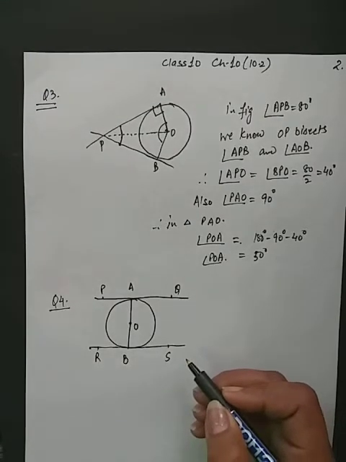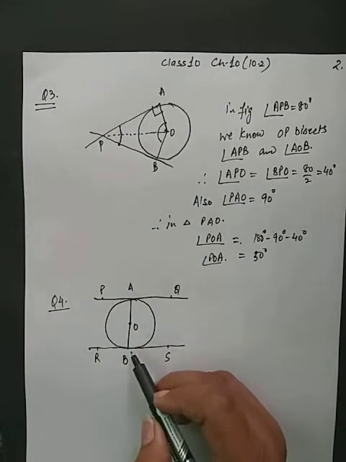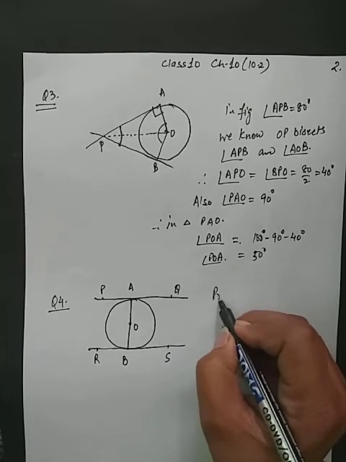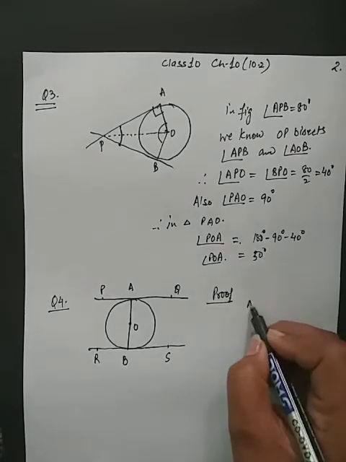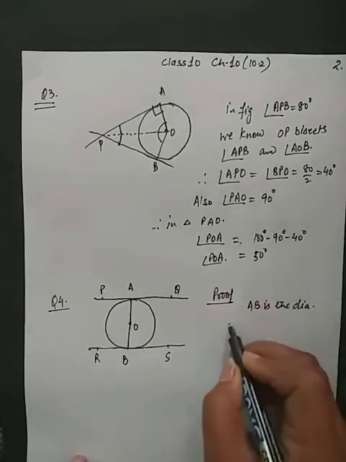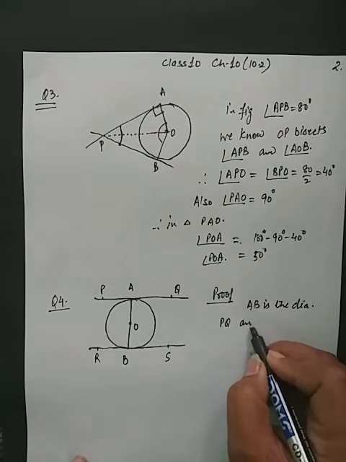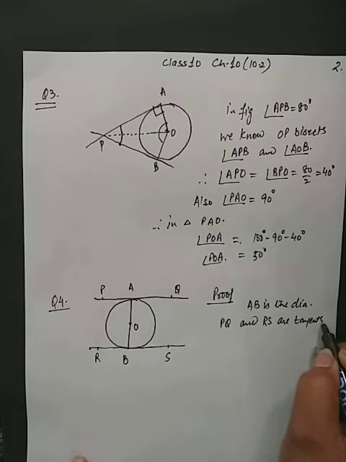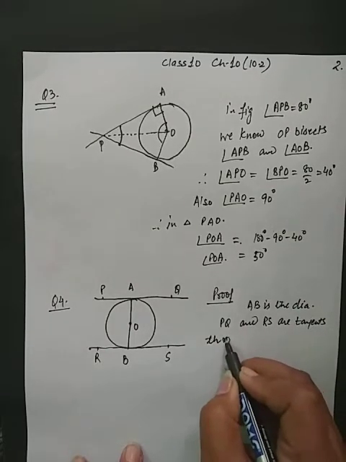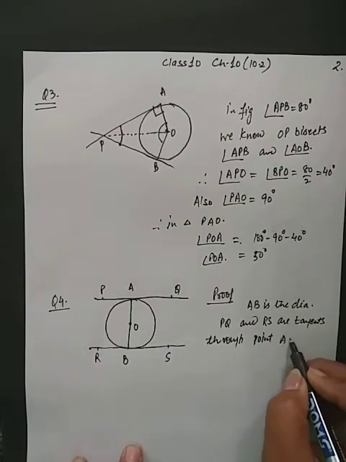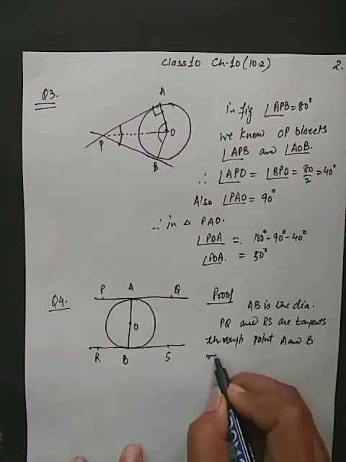We know this property that the tangents drawn at the end of the diameter of a circle are parallel, but we have to prove it. So we can write AB is the diameter, PQ and RS are tangents through point A and B respectively.